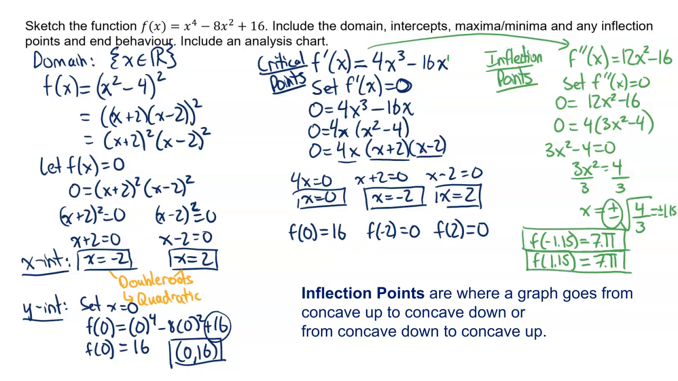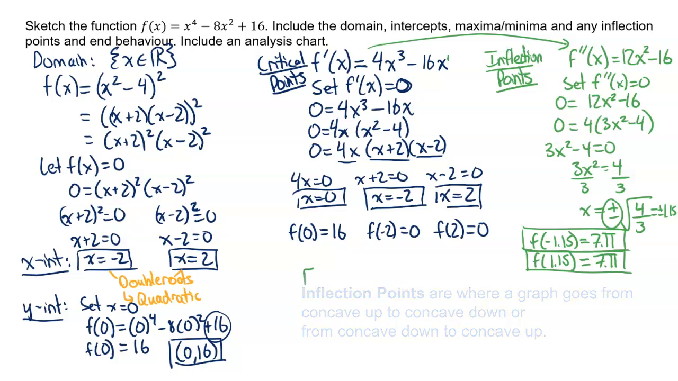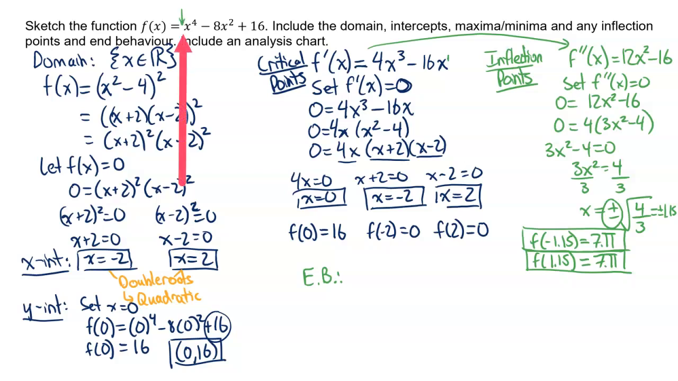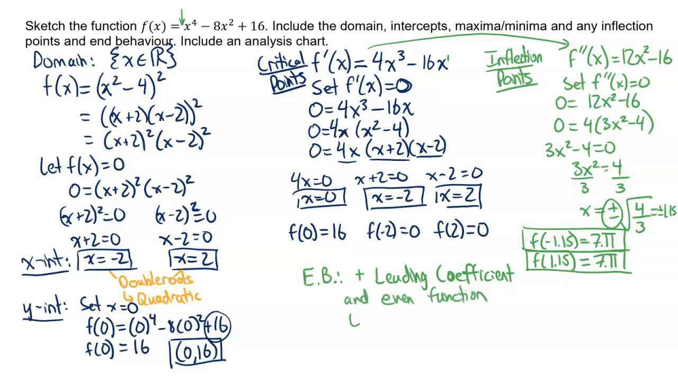The last thing I need before building my analysis chart and finally graphing it is my end behavior. For my end behavior, I want to recognize that this has a positive leading coefficient. And because of that, we know some things, but there's one other thing we need to be aware of. Not only does it have a positive leading coefficient, the highest power is x to the fourth, so it's even. Because of that, we're going to go from quadrant 2 to quadrant 1.